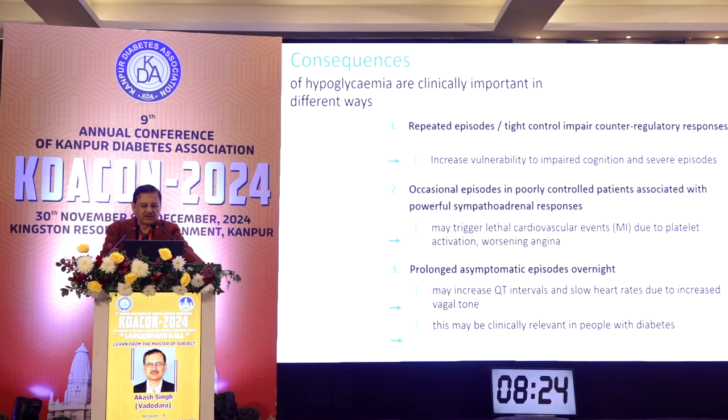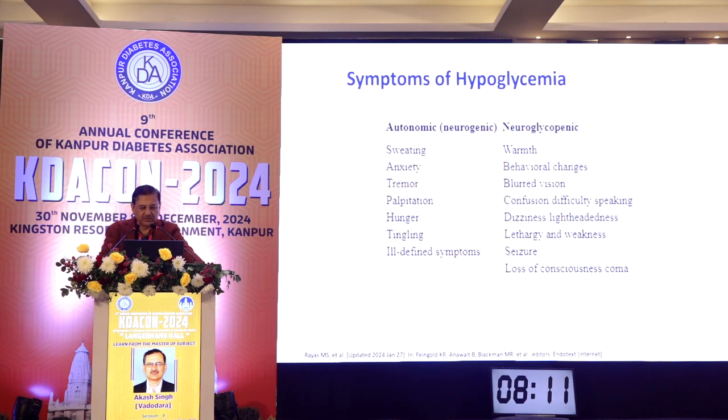In a poorly controlled patient, the symptoms may be severe and prolonged, and asymptomatic episodes overnight can lead to acute electrolyte abnormalities, arrhythmias, and may lead to CVD events. The autonomic symptoms are sweating, anxiety, tremors, palpitation, hunger, tingling, and ill-defined symptoms, and the neuroglycopenic symptoms are basically related to blurred vision, confusion, difficulty speaking, dizziness, lightheadedness, lethargy, weakness, seizures, and coma.